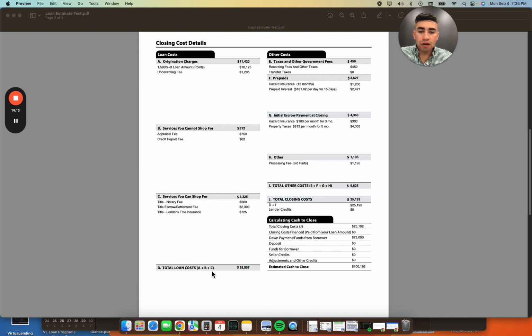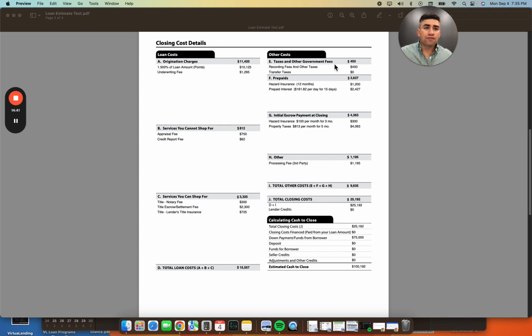Now, we covered this. Let's move on to the right-hand column, which is your other costs section. And right away, we're going to hop into section E as in Echo. And this is for your taxes and government fees. Okay, so again, this may change depending on the state that you're looking to buy in. In California, these fees aren't too much, but they will vary depending on the county that you're located in.